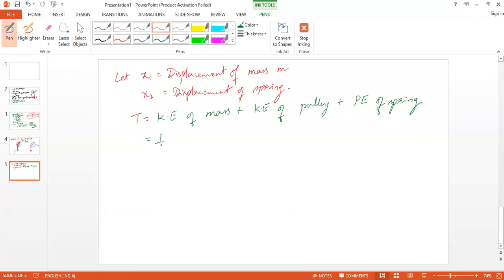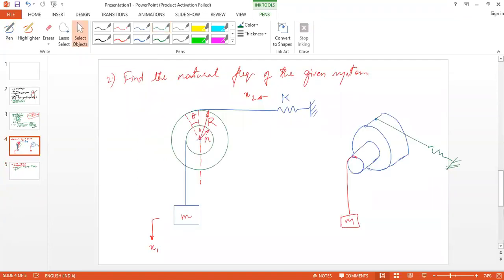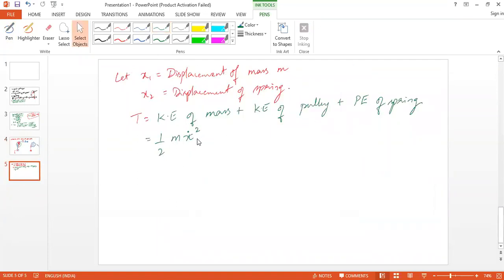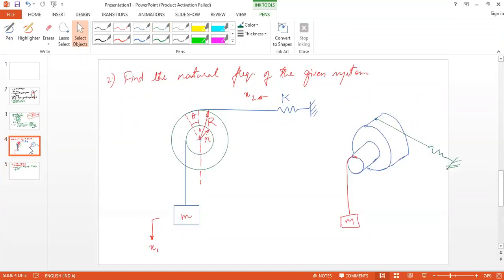So it is half into m into x dot square. x dot square, x1 or x2? x1. So it is half m x1 dot square plus kinetic energy of the pulley. There is only one pulley.